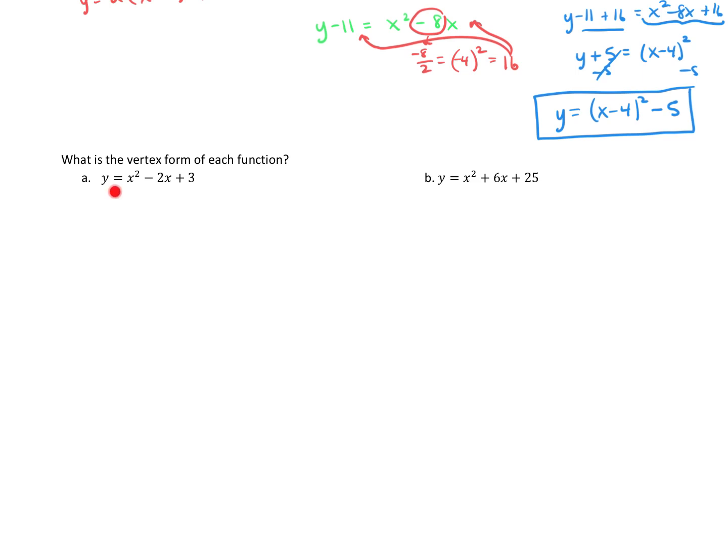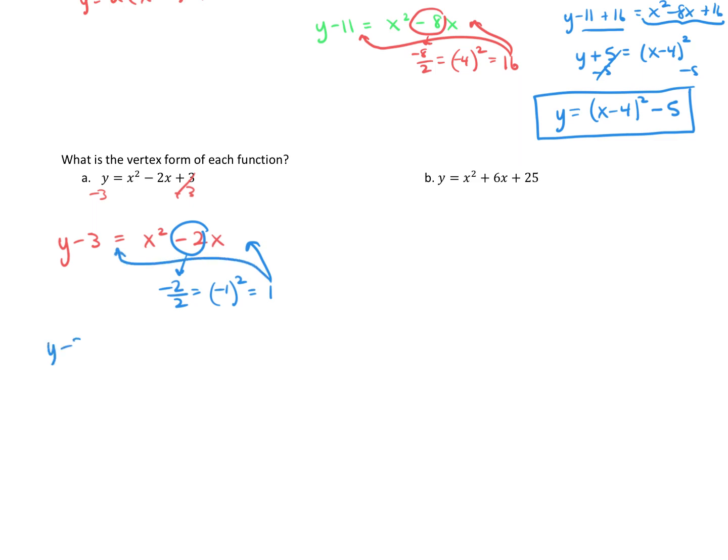So y equals x squared minus 2x plus 3. Let's get that 3 to the other side to start. We will just subtract 3. So we have y minus 3 equals x squared minus 2x. Now we take our b value, negative 2. We're going to divide it by 2. Negative 2 divided by 2 is negative 1. And then we square that, which is a positive 1. We're going to add in 1 to both sides of our equation.